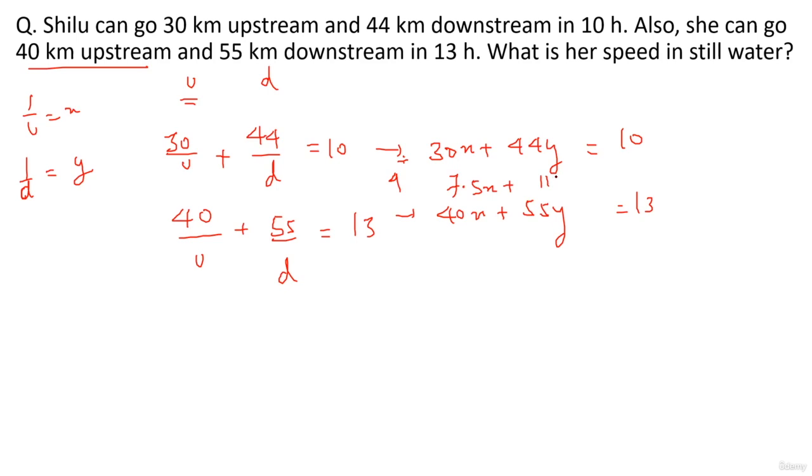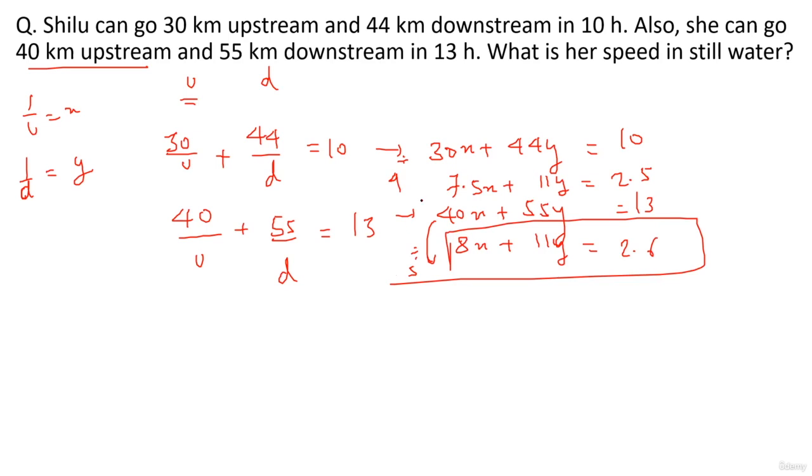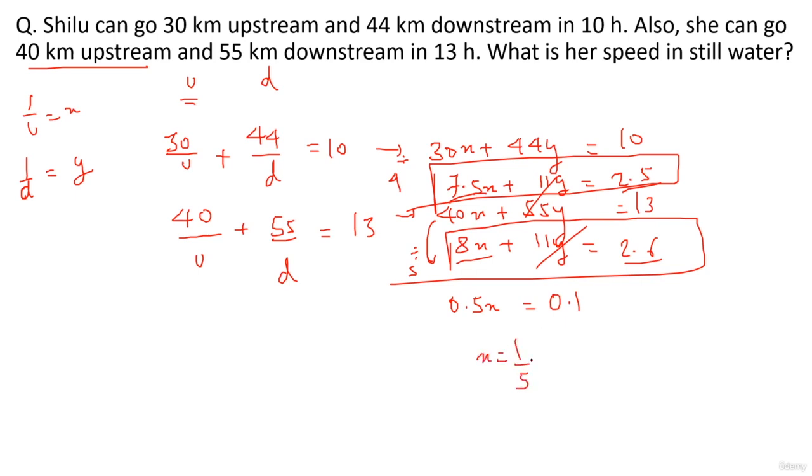7.5x plus 11y equals 2.5, right? And this equation I will divide by 5. So I will have 8x plus 11y equals 2.6. Now this equation and this equation, you can basically subtract them both. 11y cancels out. 8x minus 7.5x will be 0.5x is equal to 2.6 minus 2.5, which is 0.1, or x is basically 1 upon 5. 1 upon 5, substitute in any one, you can substitute in the first one also, in this one or this one, it makes no difference. Let's try by substituting in this one.